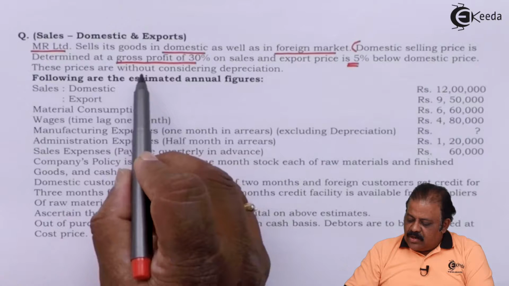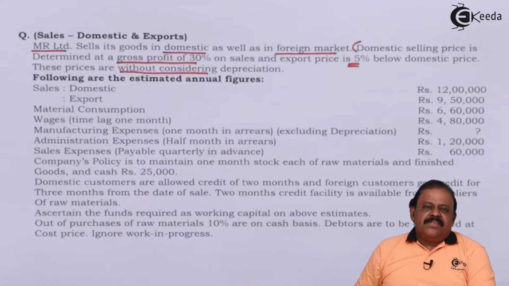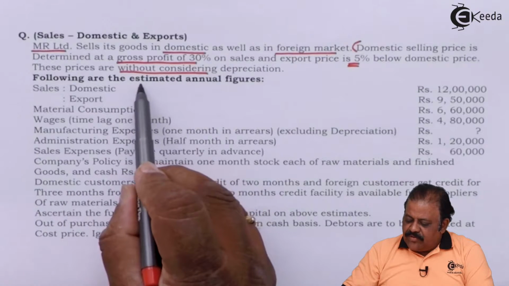These prices are without considering depreciation. Depreciation is a non-cash expense. So while calculating working capital, we are not required to consider it. Following are the estimated annual figures.